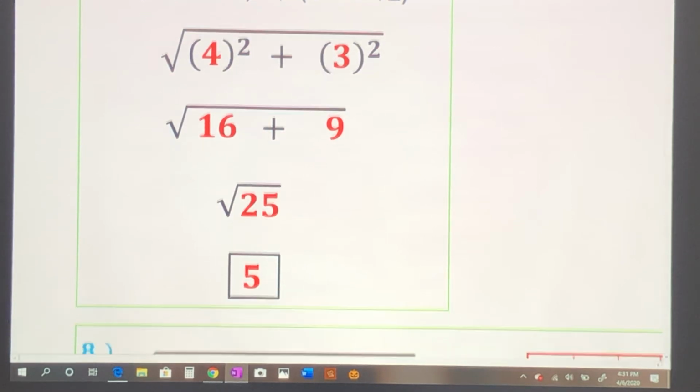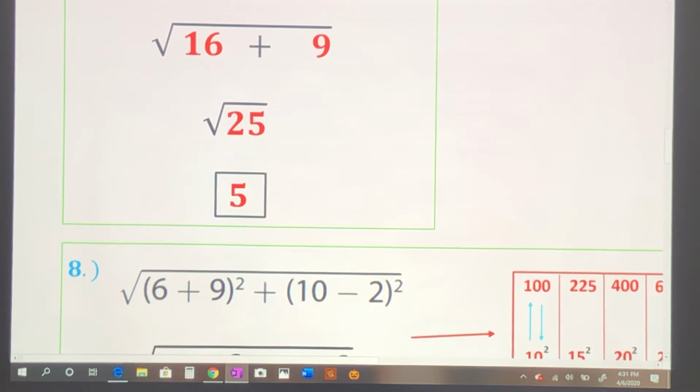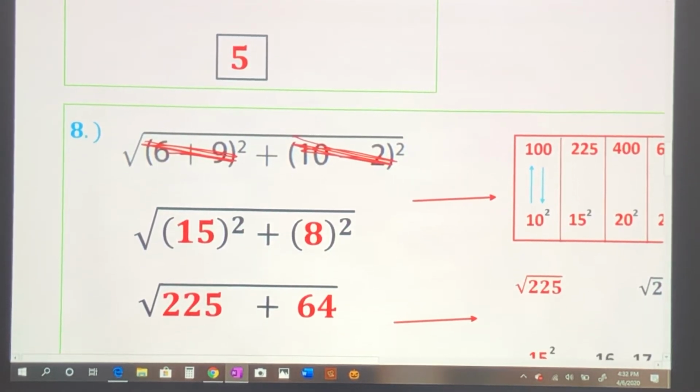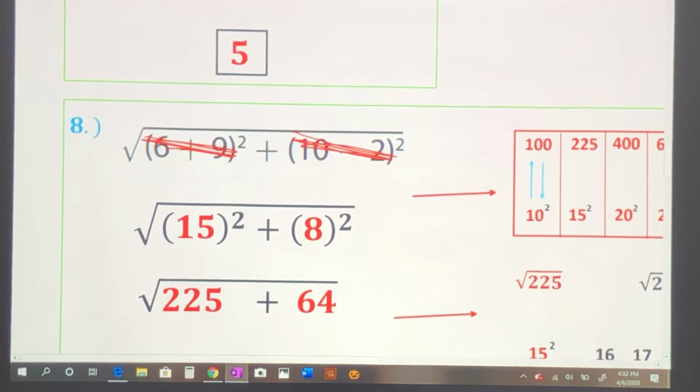Let's go to number 8. Uh-oh, I see that chart again. It's about to get ugly. Okay, 6 plus 9, that's 15. 15 squared plus 10 minus 2 is 8. That's going to be 8 squared. 15 squared, remember 15 was 225? And 8 squared is 64. Hope I'm not going too fast, but it's my first shot at videoing myself, so we'll see how this goes. You can always rewind the video though and watch it that way too. You can freeze it and whatnot. Okay, so 225 plus 64, that's going to be what, 289?